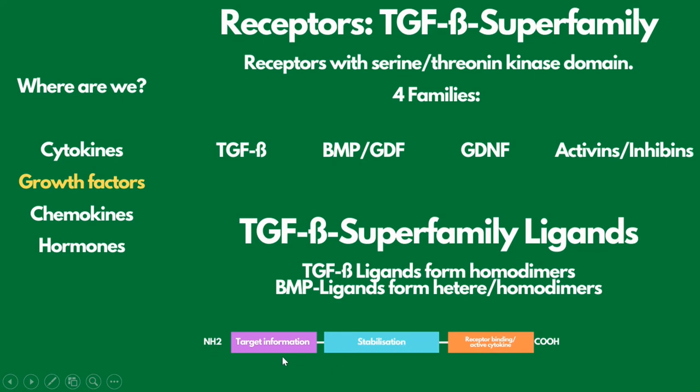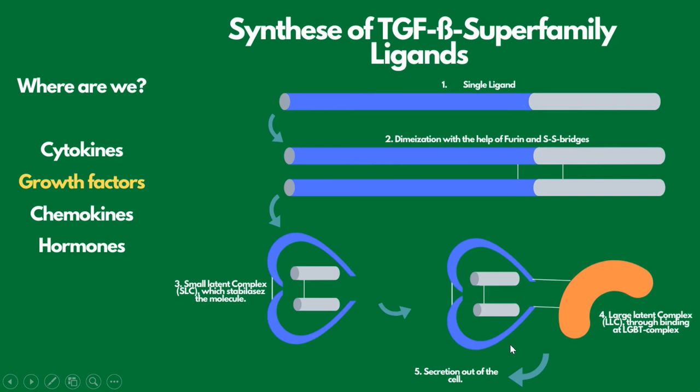The ligand is presented here. We have a target information domain, a stabilization domain, and a receptor binding domain. However, there is ligand synthesis. First of all, we have a single ligand, and they dimerize with the help of the protein furin and sulfide bridges here and here. They form a small latent complex, which is stabilized by the molecule structure itself.